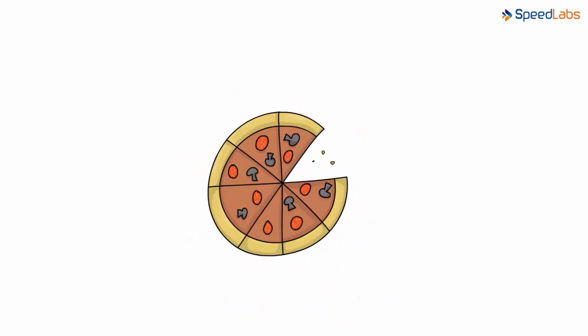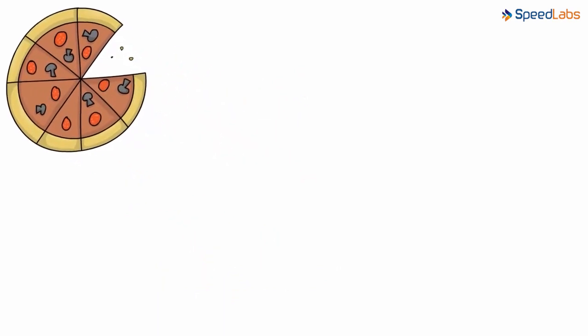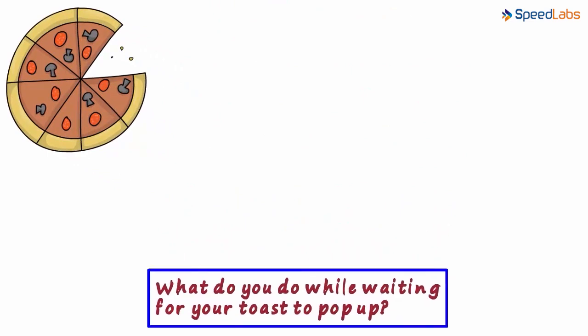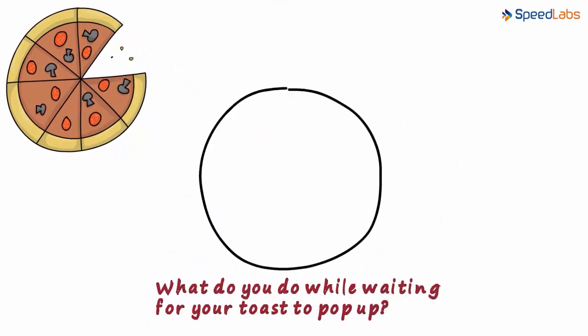I was looking for some examples of pie charts, but then I thought I should make one myself. So I asked many people a question. What do you do while waiting for your toast to pop up? I drew a circle that represents the number of people I approached.